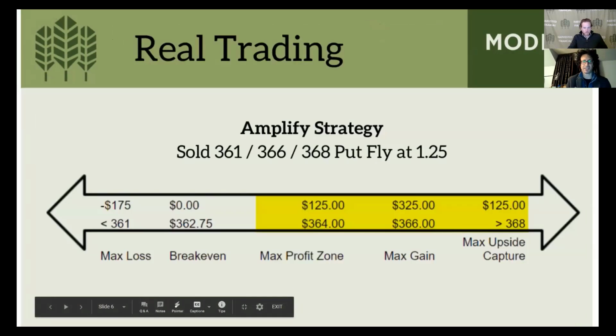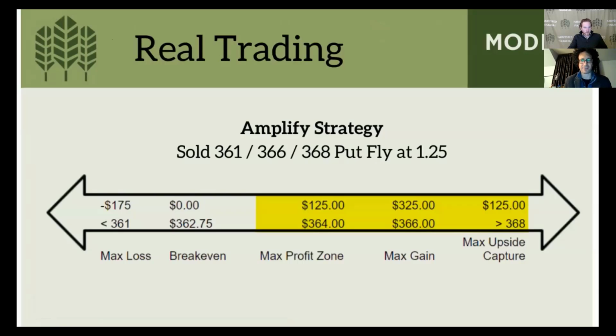Okay, so this is just a nice quick line graph of what profit, loss, and reward to risk would look like in an amplify strategy, the 361, 66, 68 put fly at 1 1/4, which means we sold this put fly. When we enter into these strategies, we are net sellers of the strategy, and we would be receiving a credit. Now, these are all based on what we call a 1 lot, which means it's 1 option trade. You can do 5 lots, 10 lots, 100 lots, or 1,000, but everything comes down to the same concept of a 1 lot.